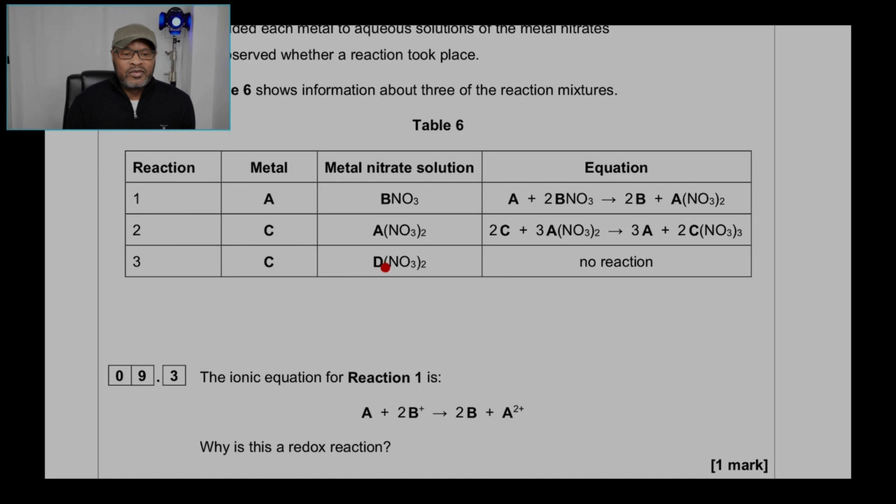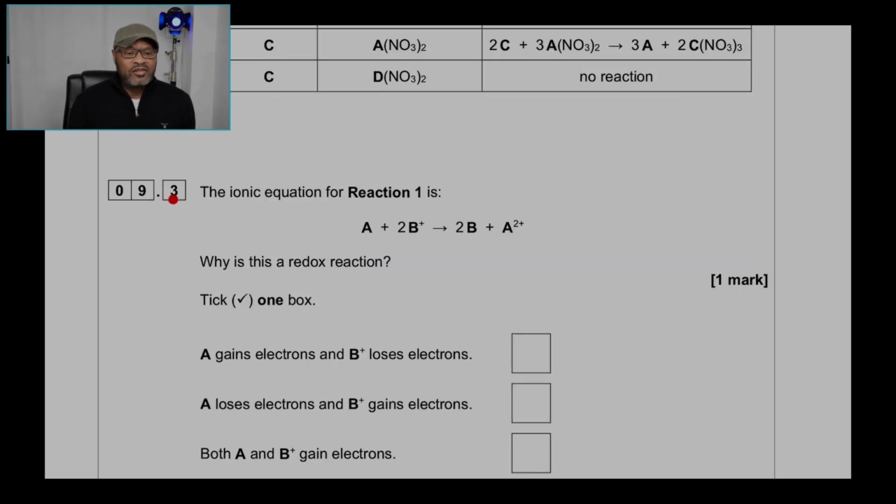C then reacts with D nitrate, but D is higher than C, therefore C could not kick out the nitrate from D. So D is more reactive than C. 9.3. The ionic equation for reaction 1 is A plus 2B plus gives 2B plus A2 plus, which means A is losing electrons and B plus is gaining the electrons. This is what we're having.